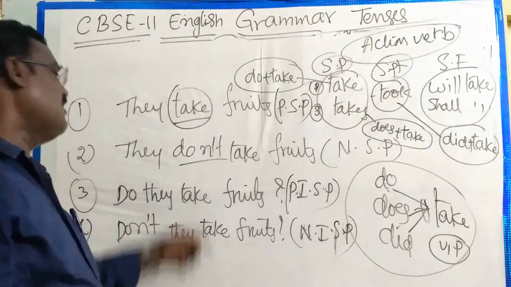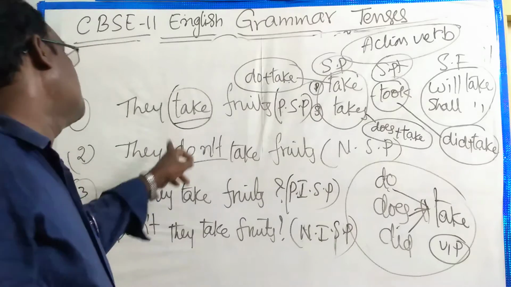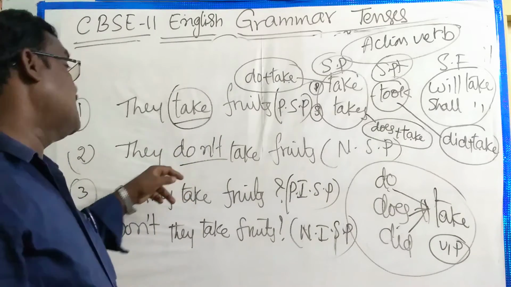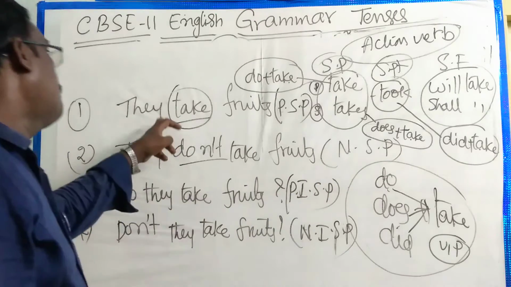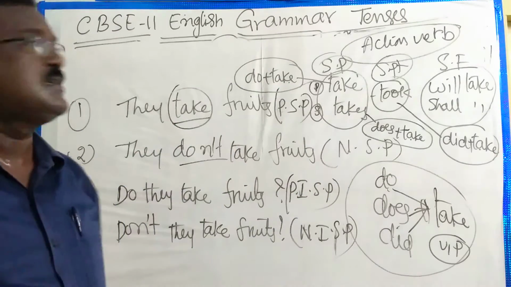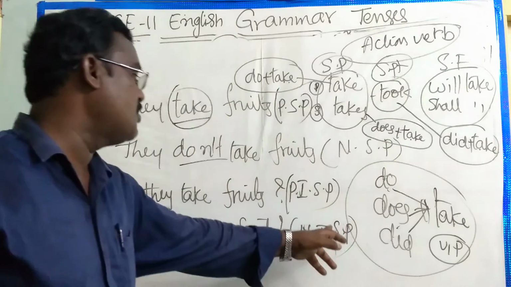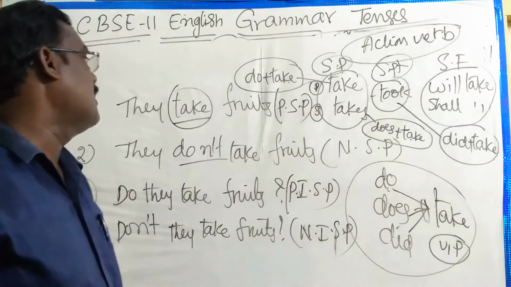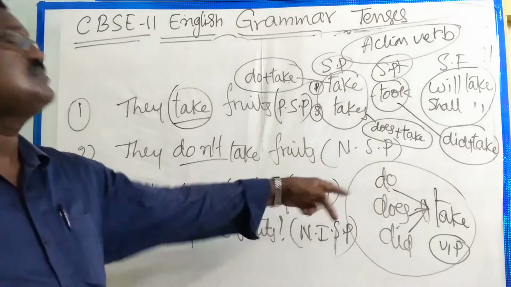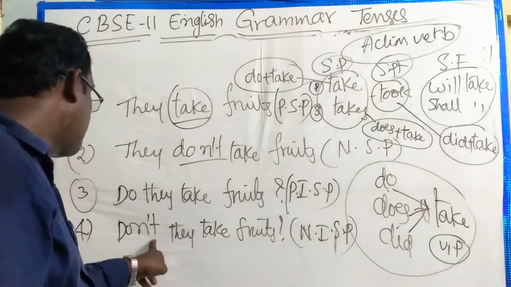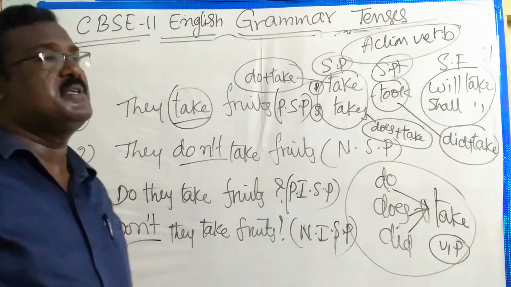So all the verbs are in simple present tense only. This is a positive simple present tense. This is a negative simple present tense. This is a positive interrogative simple present sentence. Positive simple present tense, negative simple present tense, simple present tense common only. Positive interrogative simple present tense. Negative, not is there. That's why negative interrogative simple present tense.